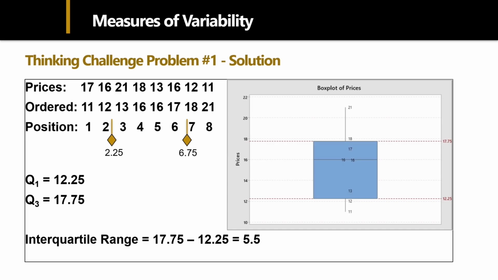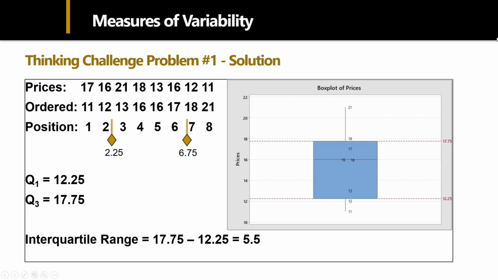So the first quartile is position 2.25, so it's closer to the second observation than the third, but in the end we can calculate that to be 12.25. And then quartile 3 is position 6.75, closer to 7 than 6. With the formula used to calculate what the quartiles are, we can find out that that is 17.75. So the difference between those two is 5.5. In that 5.5 range, 50% of our values pop in there.